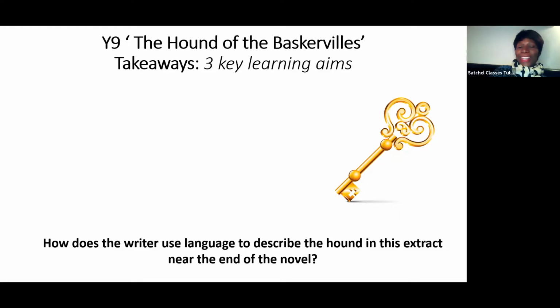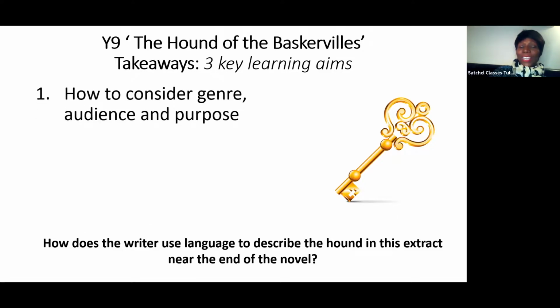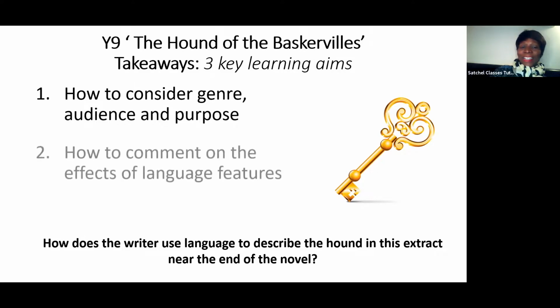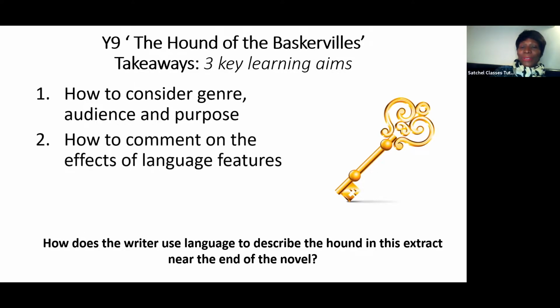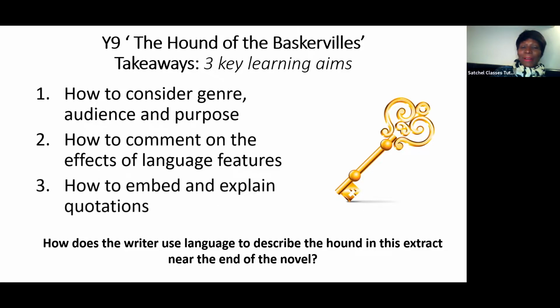Now, there are three key learning aims, three key takeaways. First of all, how to consider genre, audience and purpose when you're analysing an extract. Second of all, how to comment on the effects of language. And then finally, to think about embedding and explaining quotations. This is all for a specific assignment: How does the writer use language to describe the hound in this extract near the end of the novel?